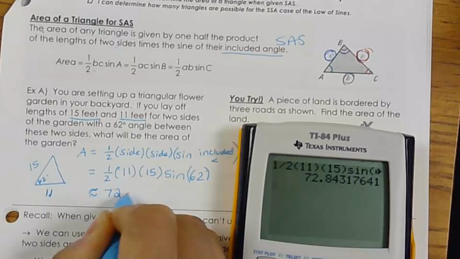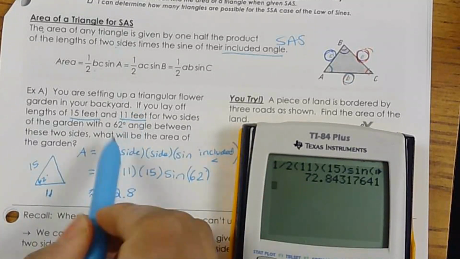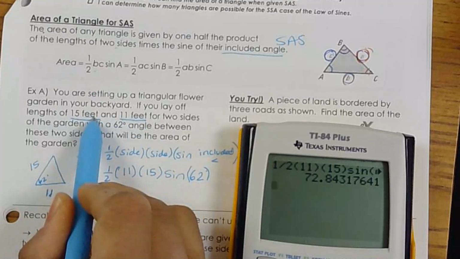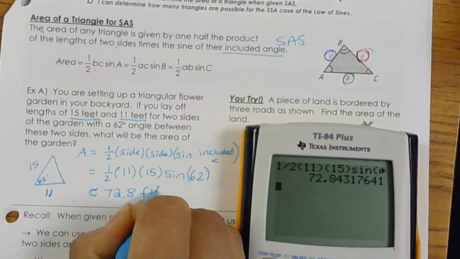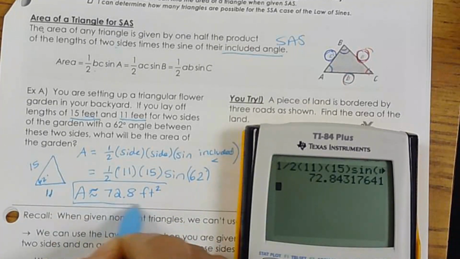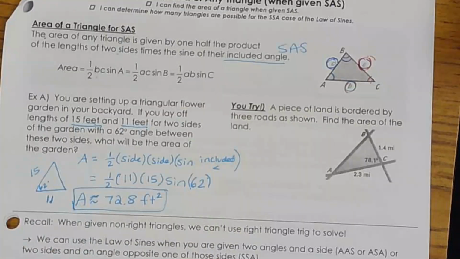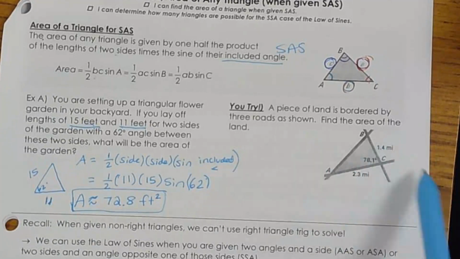And the units here should be in feet, or feet squared, because you had feet times feet, square feet. Okay, so the final area for this triangular garden is 72.8 square feet. Now there's a U-try right next to it, which shows you the triangle and the SAS scenario.